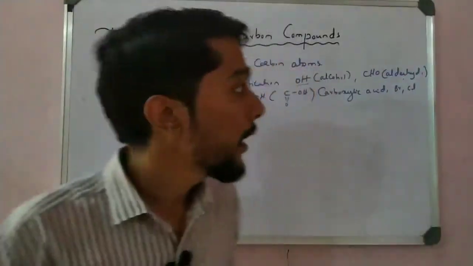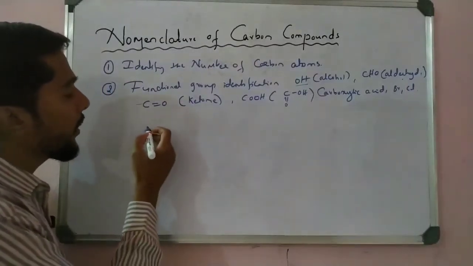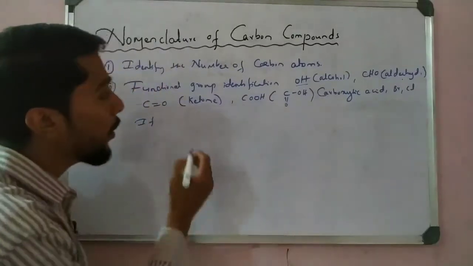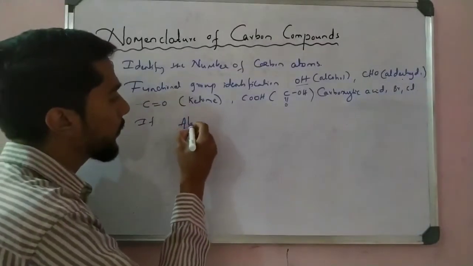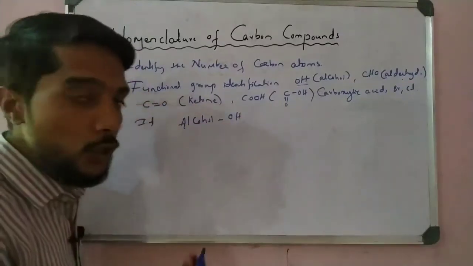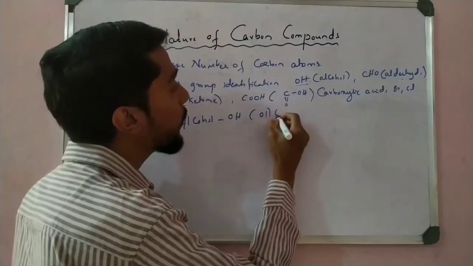If I make a table here: if the given compound has an alcohol group, that is OH, then in that case we take OL as the suffix.